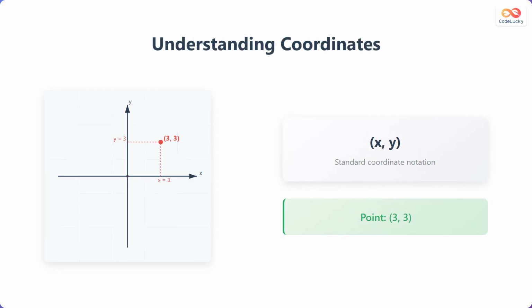In a coordinate system, we use ordered pairs, written as (x, y), to represent the position of a point. X represents the horizontal distance from the origin, and y represents the vertical distance from the origin. For example, the point (3, 3) indicates a location that is 3 units to the right and 3 units up from the origin.